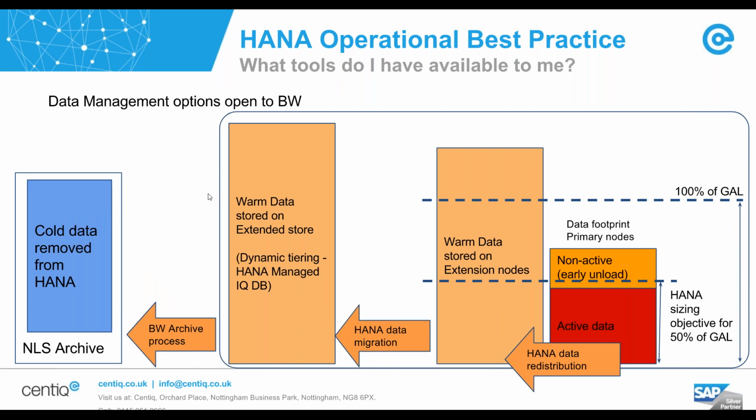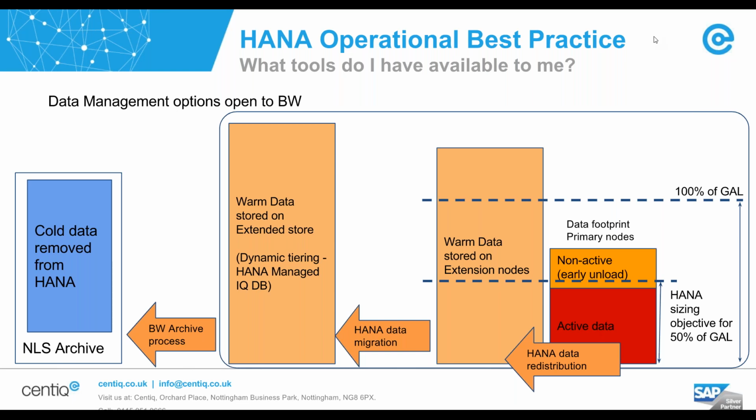Next, BW is slightly different. You've got the archive option, taking it out of HANA, and that tends to happen on the actual BW application itself. It's a standard archiving process, again, been there for many years. Typically these days it's SAP IQ that's the repository for that, what we call cold data. They also refer to NLS, nearline storage.